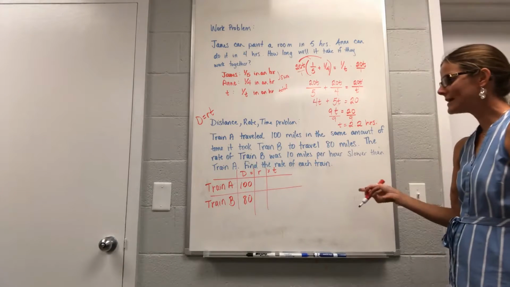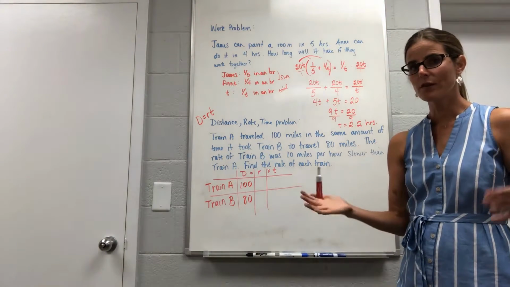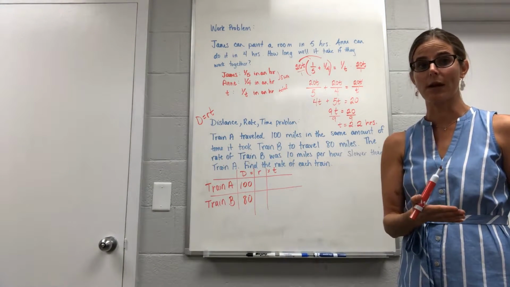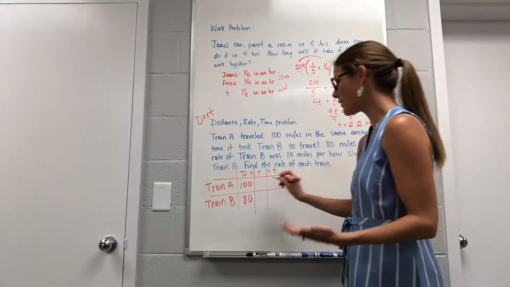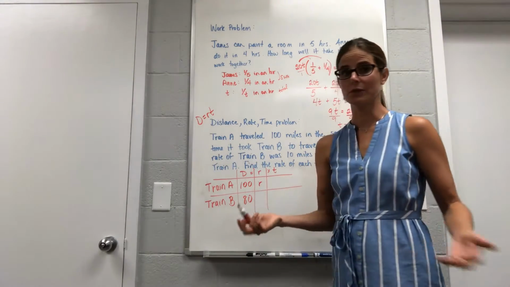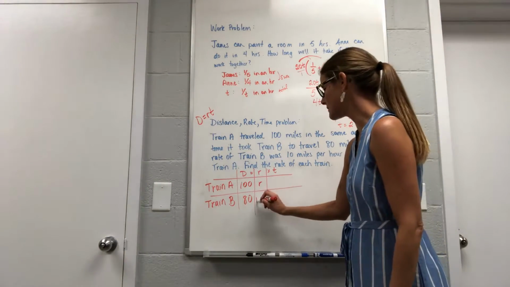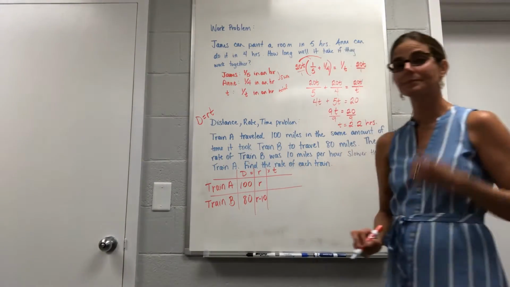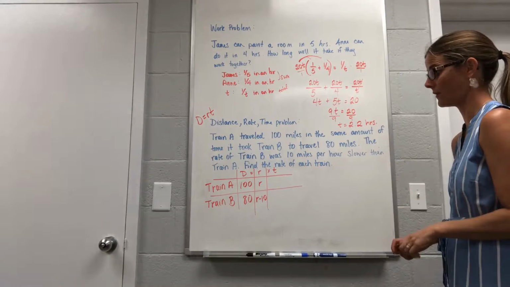And then the rate, I don't know the rate, but I do know that train B was 10 miles per hour slower than train A. So I'm going to call train A, that's the one I don't know anything about, I'm just going to call it R. And I know that this is 10 miles per hour slower than that, so I can write it in terms of that other one.